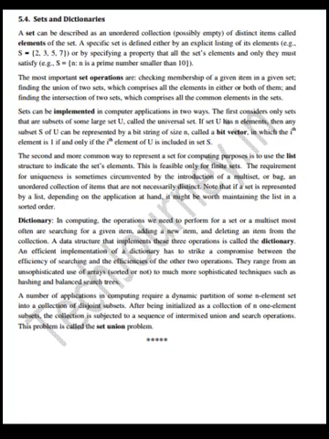Sets can be implemented in computer applications in two ways. The first considers only sets that are subsets of some large set U called the universal set. If set U has n elements, then any subset S of U can be represented by a bit string of size n called a bit vector, in which the ith element is 1 if and only if the ith element of U is included in set S. The second and more common way to represent a set for computing purposes is to use a list structure to indicate the set's elements. This is feasible only for finite sets.